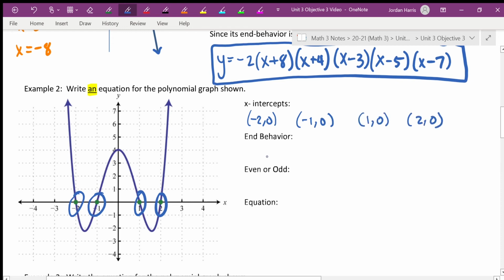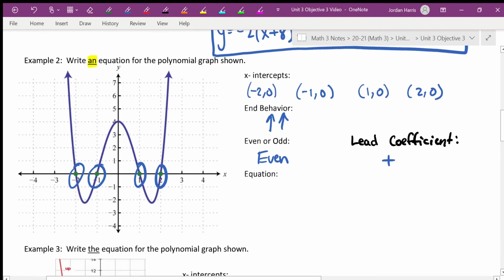My end behavior is up, up. So I'm thinking it has to be even. I have 1, 2, 3, 4, all multiplicity of 1, so 4. Good. So it is even. And we also need the lead coefficient, which I'm going to write out. Forgot to add this, so make sure you do. And since it's up, up, that means it's a positive lead coefficient.